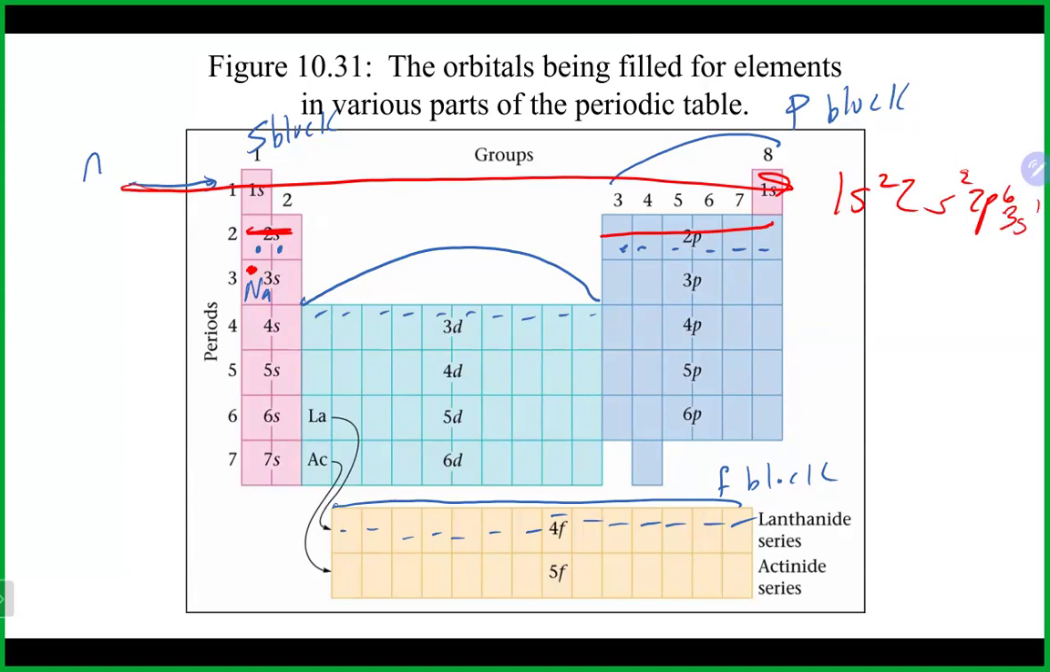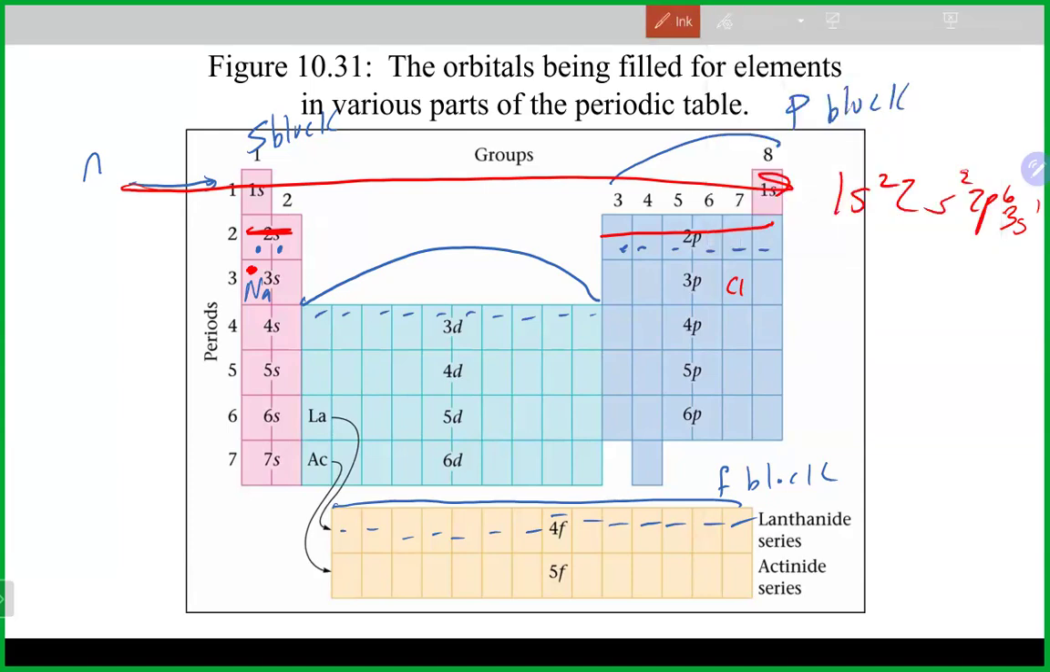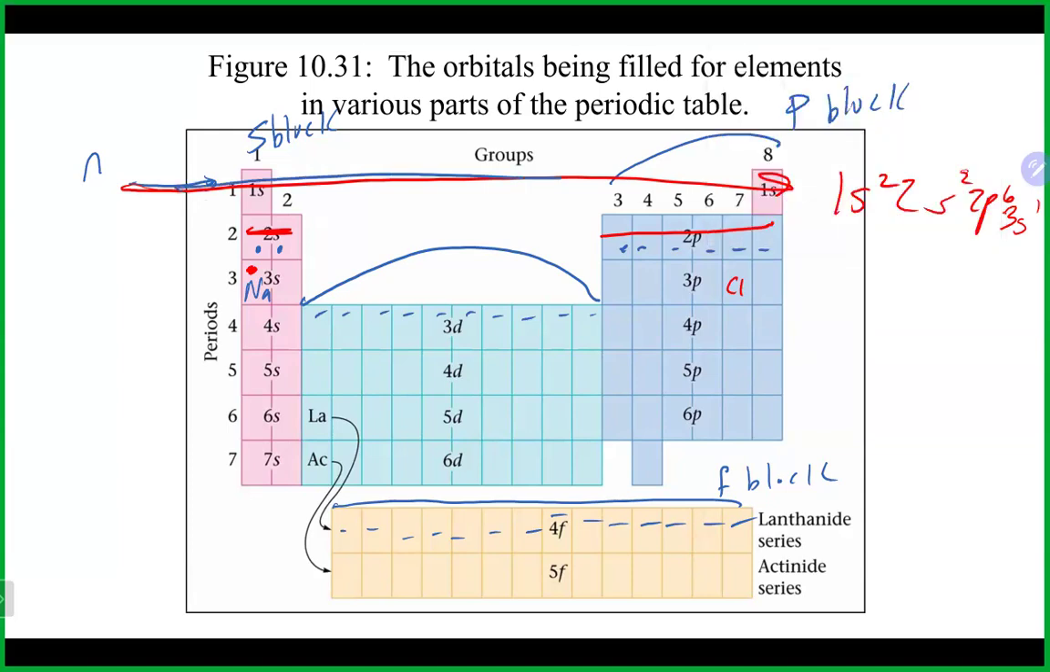Now, if we went to, say, something like chlorine, which is right about there, we once again would start at the top left there. And we would go 1s2 to there, 2s2 to there, 2p6 to there, 3s2 to there, 3p1, 2, 3, 4, and 5. Yeah. And you again could literally just count off the electron configuration from the periodic table.